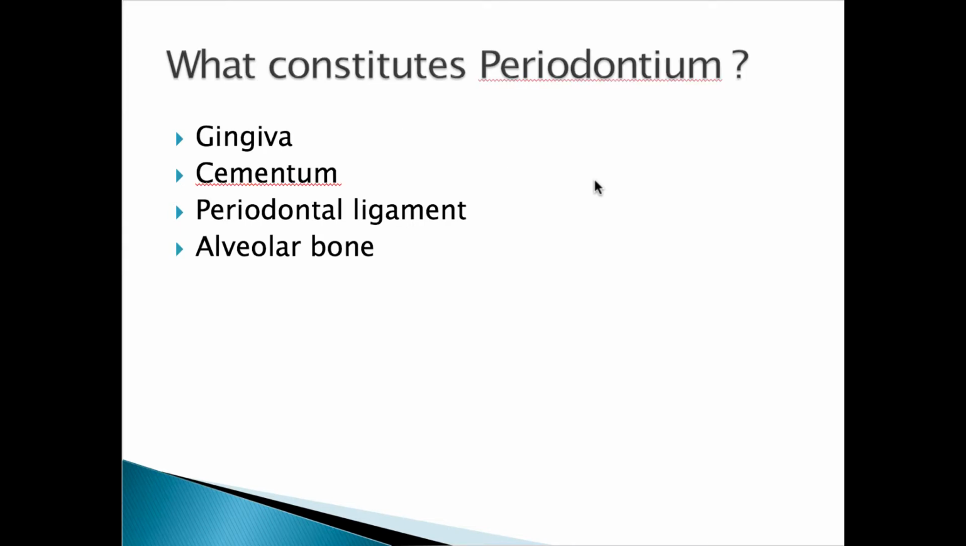The periodontium is composed of four very unique tissues: the gingiva, cementum, alveolar bone, and periodontal ligament. In this module, we are focusing on the gingiva and periodontal ligament. In an upcoming module, we will review cementum and alveolar bone.